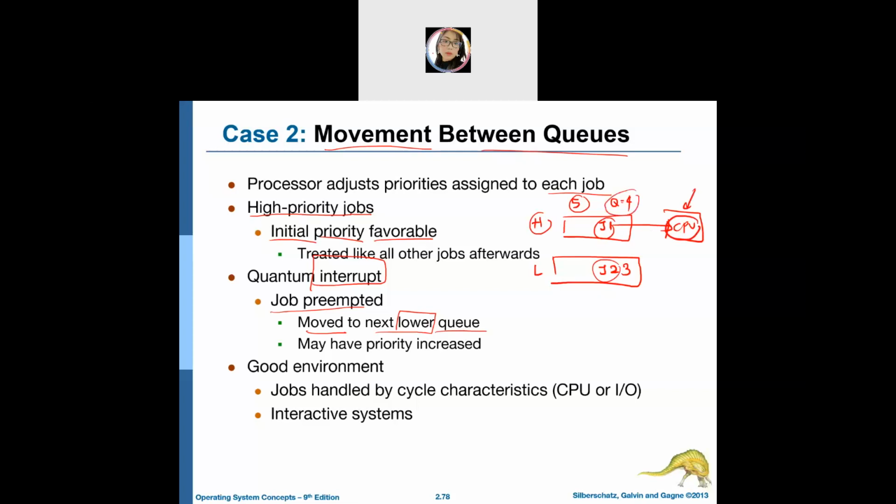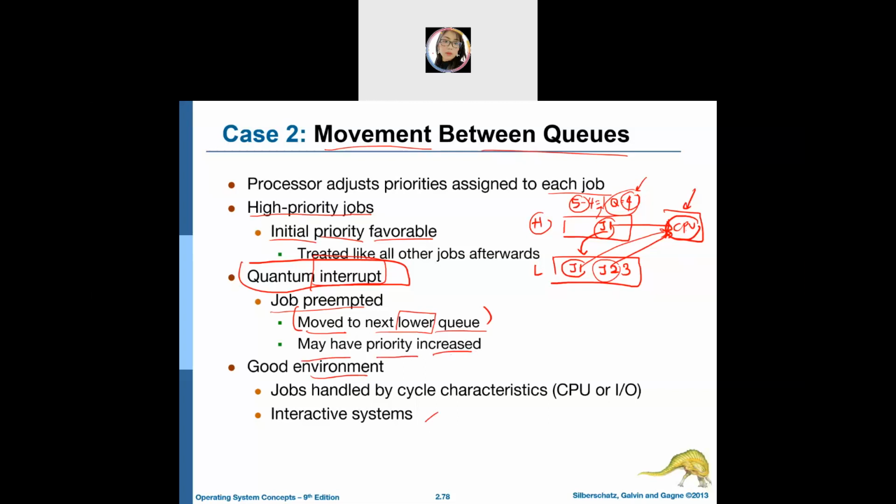But you have a quantum. A quantum interrupt occurs, so it's only 4. But our J1 has 5, so you're going to have a balance of 1. Where is it going to go? It's going to go to the lower queue. So J1 will be placed here. J2 will finish at the CPU, then J1 will enter. So there may be a priority increase. This is a good environment for an interactive system.